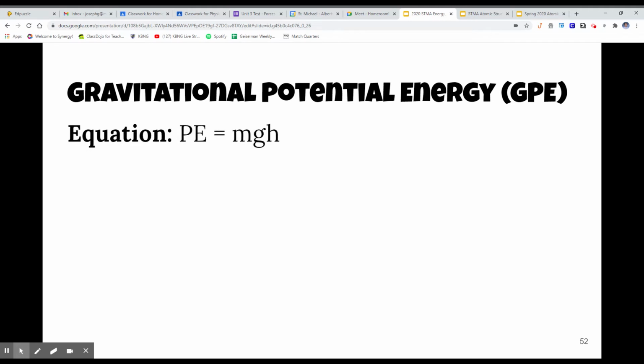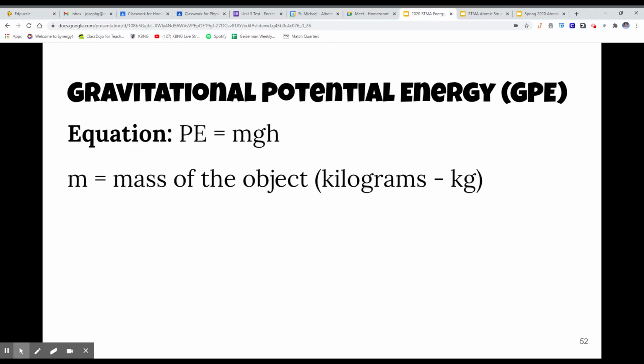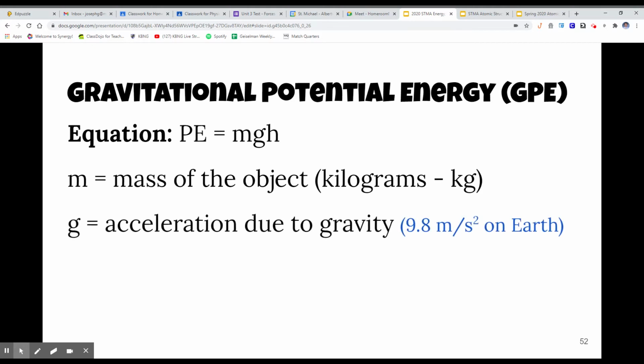So when we look at that equation, mgh, m is equal to the mass of the object. And obviously, just like the entire trimester before this, we measure mass in kilograms. So we're going to get a mass in kilograms multiplied by an acceleration, right? A meters per second squared. And this is the acceleration due to gravity. Here on Earth, it's 9.8 meters per second squared. If we were on a different planet, we'd have a different acceleration due to gravity. But here on Earth, that number is always going to be 9.8 meters per second squared.